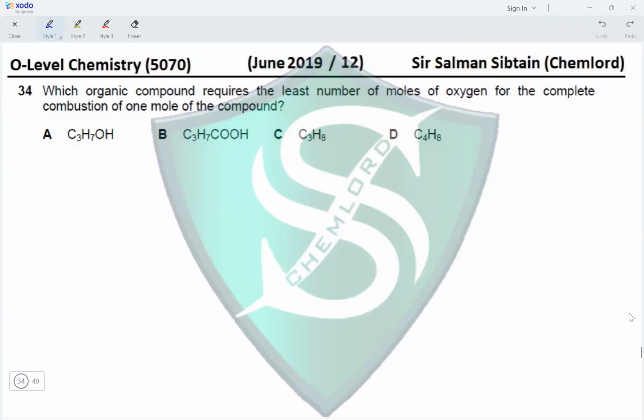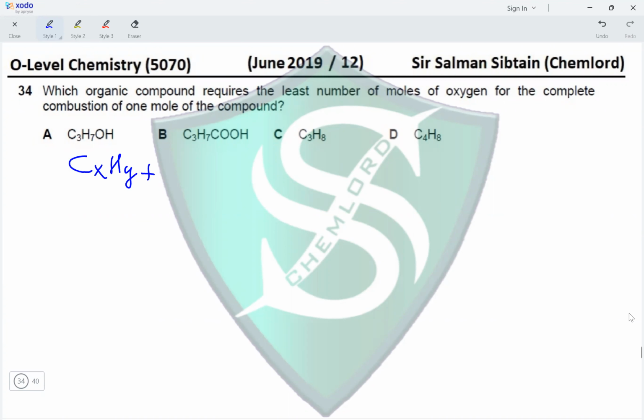Question 34. Which organic compound requires the least number of moles of oxygen for the complete combustion of 1 mole of the compound? Okay, so we need to find out the number of moles of oxygen. So we will use the general combustion equation to find this.